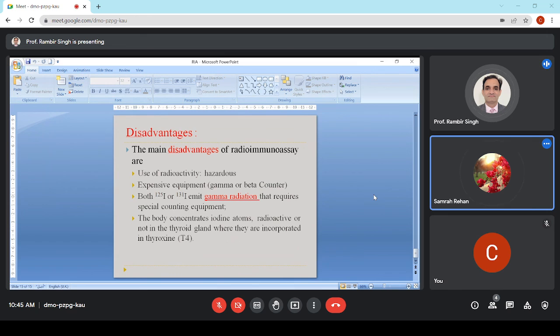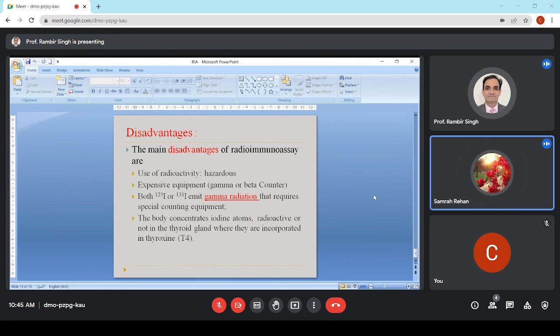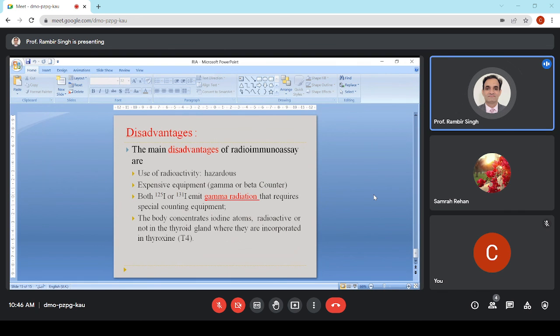Then the body concentrates iodine atoms, radioactive or not, in the thyroid gland, which are not incorporated in thyroxine. Sometimes some of the body atoms may interfere with the analysis in this particular RIA.